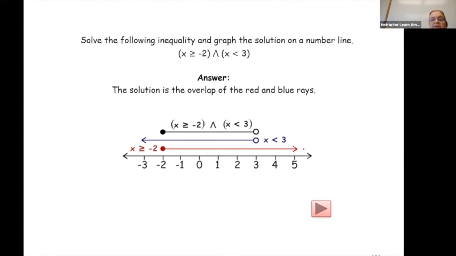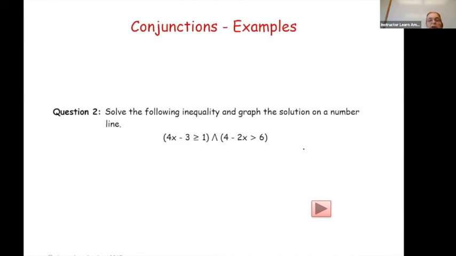All right, let's look at another example of a conjunction. Solve the inequality and graph the solution on a number line. Okay, conjunction of these two, we have 4x minus 3 greater than or equal to 1. So we're going to add 3 to both sides. So 4x is greater than or equal to 4, and therefore x is greater than or equal to 1.